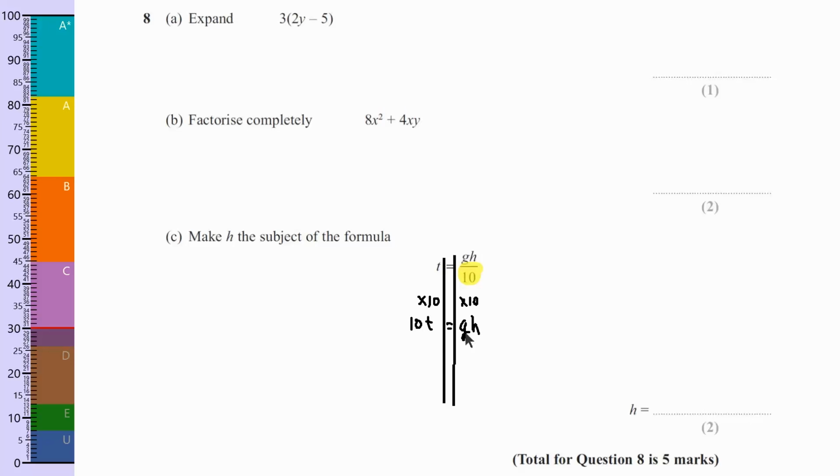Now we've still got g on this side, and that g is timesing the h. So to get rid of that, I need to do the opposite of times g, which is divide by g. So when I do the opposite of what this g is doing, it's timesing, I'm going to end up with just the h. And 10t divided by g. Instead of doing the divide sign, we just do it as a fraction. So that says 10t divided by g. Now I can just swap these around the other way. So it becomes h equals 10t divided by g. And that's the answer.